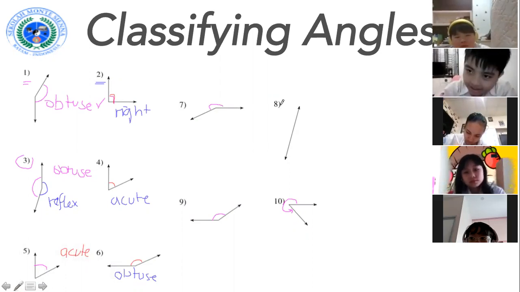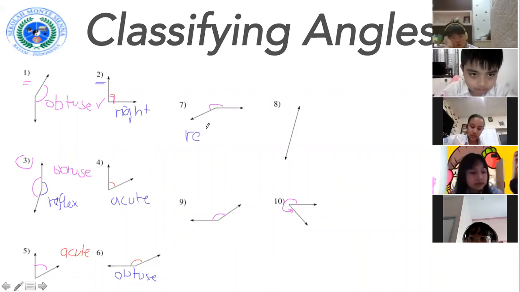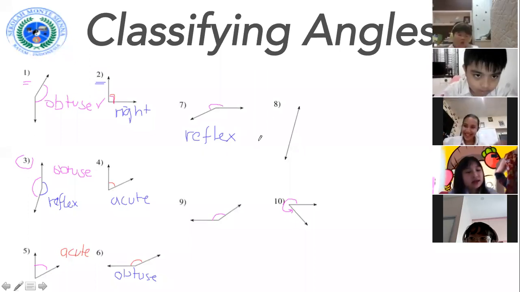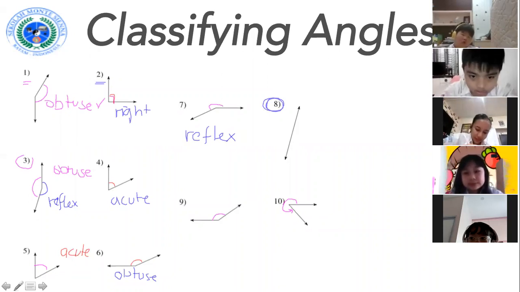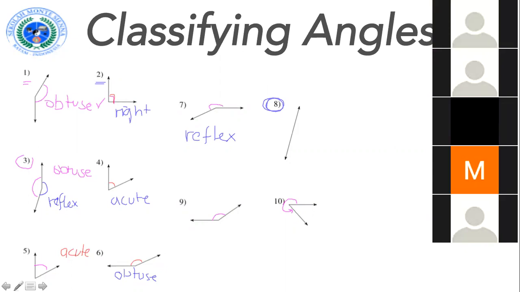A cube. What makes it a cube? Okay, from the answers here, Rochelle, Clarissa, Nicole, for number 7, their answer is reflex. I was shocked, Lionel. I said it's a cube. Okay, number 8, this one. Number 8. Okay, from the chat, they say it's a straight angle. When you encounter any straight line, it means it's a straight angle, or sometimes we call it flat.